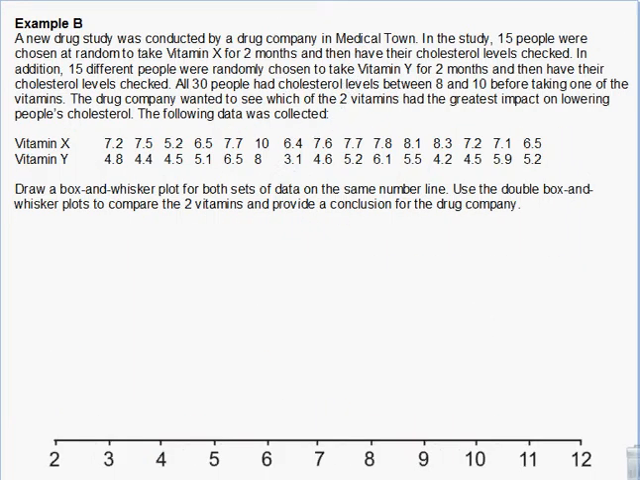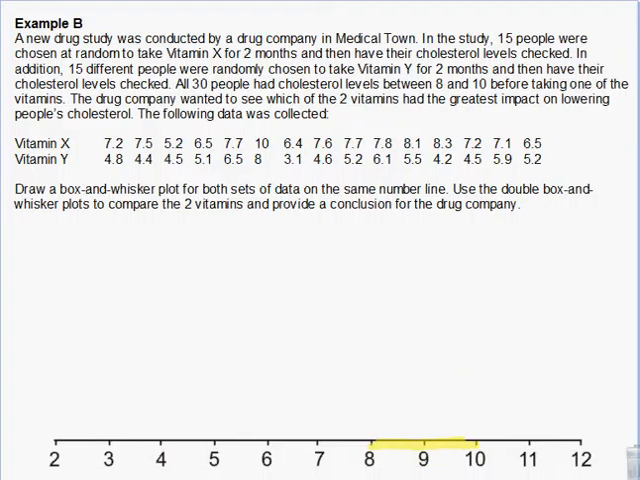All right, so we have another example. We have a new drug study conducted by a company in Medical Town. I don't make these up. Okay, in the study, 15 people are chosen to take vitamin X for 2 months, and 15 people were chosen to take vitamin Y, and then they had their cholesterol levels checked. And all people had cholesterol levels between 8 and 10 before taking the vitamins. And we want to see which one had the greatest impact on lowering the cholesterol. Okay, so what I'm going to do is I'm going to highlight between 8 and 10. This is where the original levels were, just to keep that in mind.